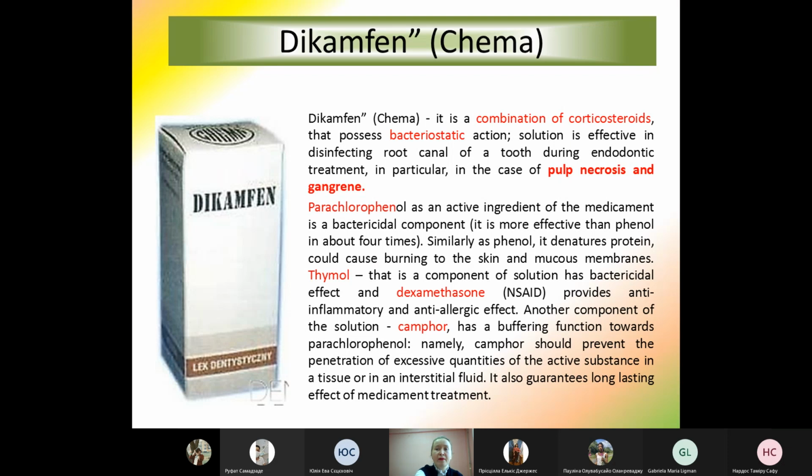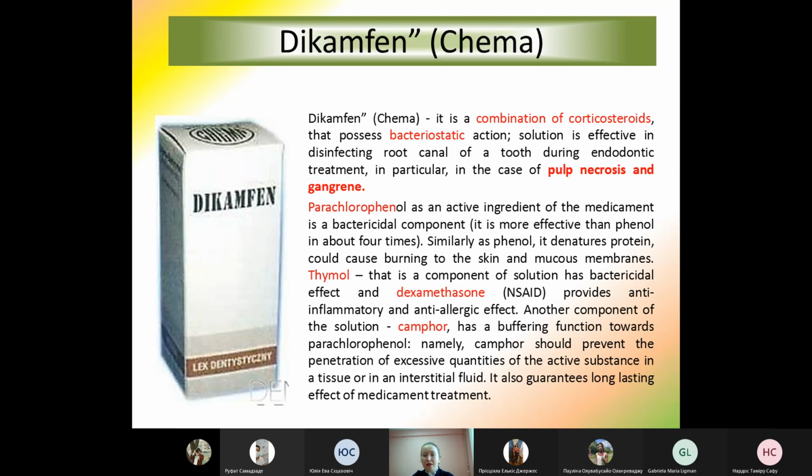Dicamfen, it is a brand name. It is a combination of corticosteroids that possesses bacteriostatic action. The solution is effective in disinfecting the root canal of a tooth during endodontic treatment, in particular in the case of pulp necrosis and gangrene. Parachlorphenol is the active ingredient of the medicament and it is the bactericidal component. It is more effective than phenol. That's why it is included in this combination.